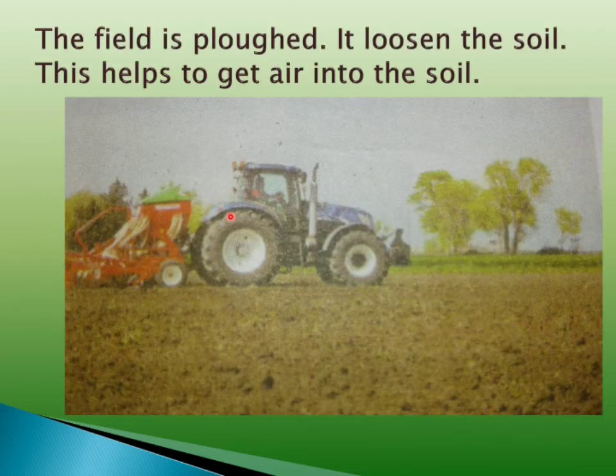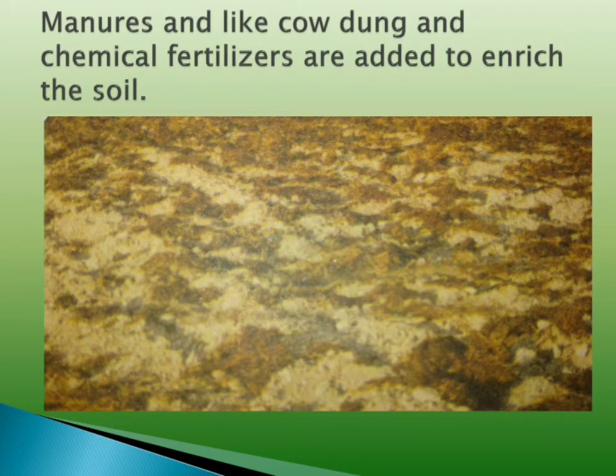See, this is the first stage of agriculture. See here the field is ploughed, it loosens the soil. So this helps us to get air into the soil. Okay. Second method. In the second method, manures like cow dung and some chemical fertilizer are added to enrich the soil. So why are they adding this chemical fertilizer and cow dung? Because it will enrich the soil.